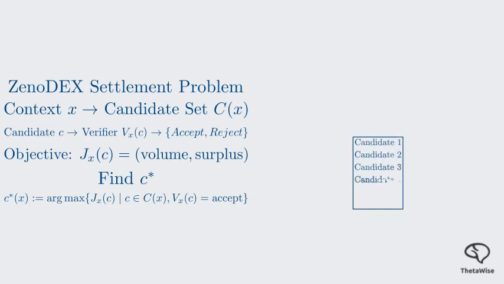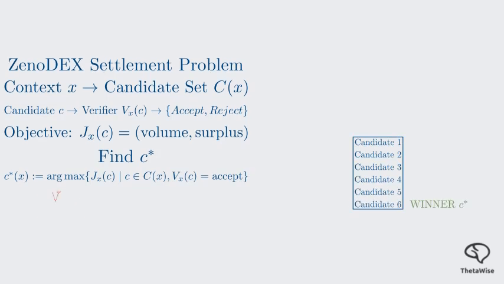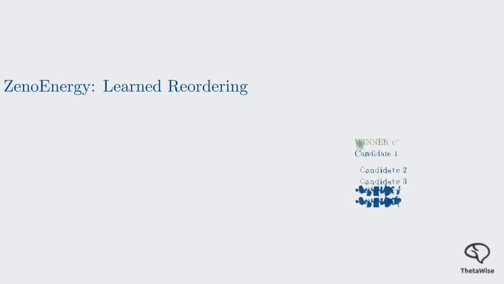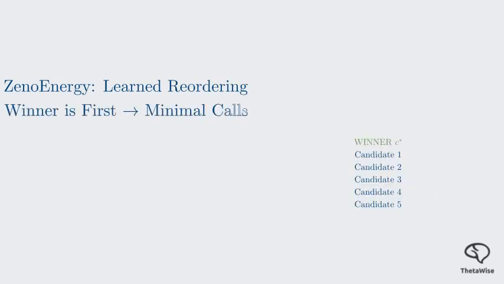The problem is that in an exhaustive search, we might check dozens of candidates before finding the winner. If the winner is at the end of the list, we waste a lot of computational power on verifier calls. Zeno-Energy aims to reorder this list so the winner appears first, minimizing those expensive calls.